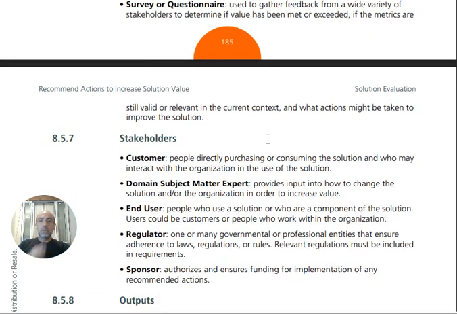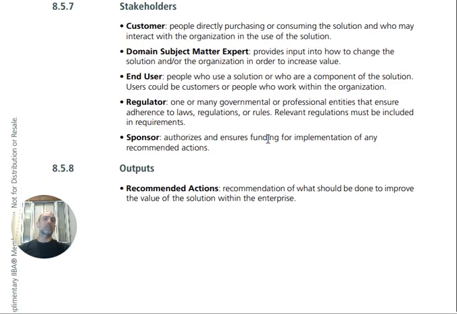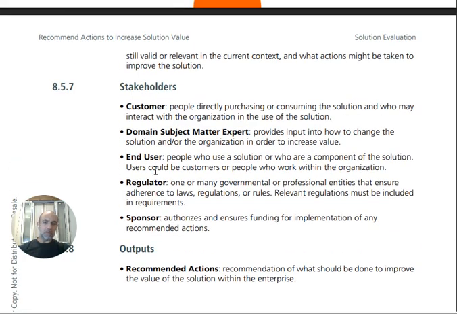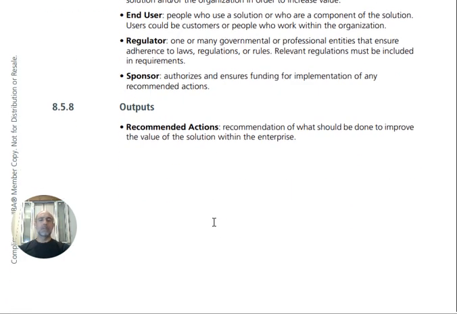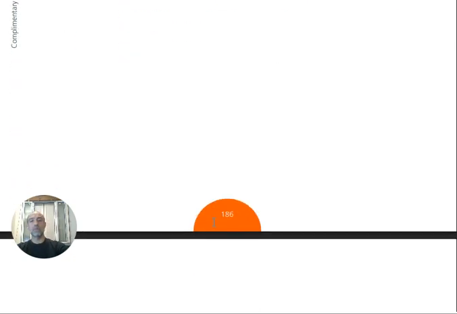Survey or questionnaire. What are the stakeholders? Customers, domain subject matter expert, end user, regulator, and sponsor, right? It's almost all the same as the one before this time. And what are the outputs? Our recommended actions basically are the outputs. Recommendation of what should be done to improve the value of the solution to the enterprise.